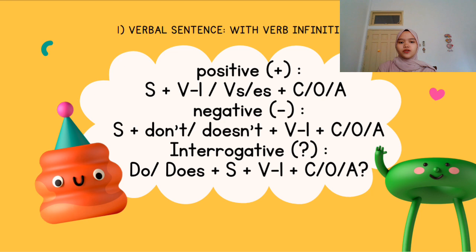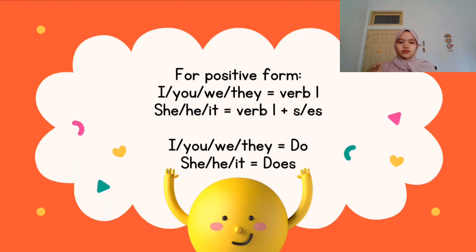So for the positive form is subject plus verb 1 or verb plus s or es plus complement, object or adverb. And then for negative form is subject plus don't or doesn't plus verb 1 plus complement or object or adverb. And for interrogative, do or does plus subject plus verb 1 plus complement, object or adverb. I want to tell you this first.